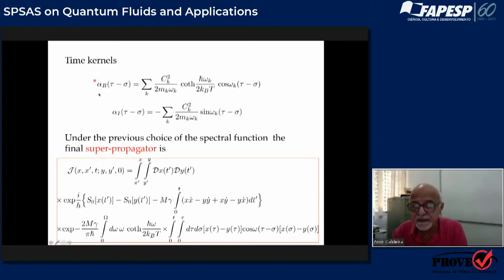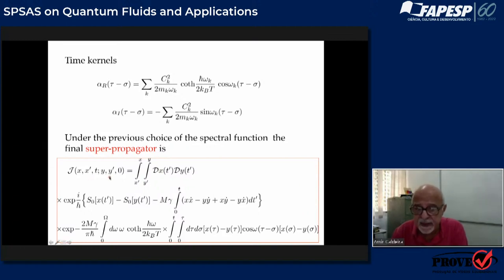So these guys here, this alpha_R and alpha_I, these expressions are given by these summations over k. As I anticipated before, I have the summations of the coupling constants, masses, and frequencies of the oscillators, and those can be turned into integrals, and we can use those spectral functions I defined before. And if we do that for the case of ohmic dissipation, which is the one we are interested in, we get this sort of double path integral solved.